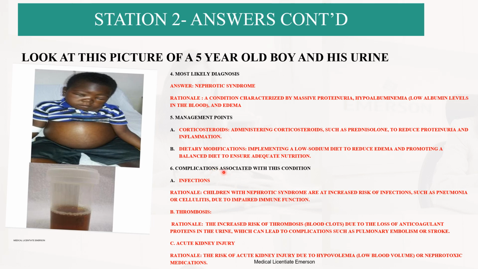Then question 6, complications associated with this condition. Number one, we have infections. The reason why people with nephrotic syndrome have infections is because they are at increased risk of infections such as pneumonia and cellulitis, due to impaired immune function. Then B, you can also have thrombosis. Why thrombosis? Because the increased risk of thrombosis, which of course is just blood clots, is due to the loss of anticoagulant proteins in your urine, which can lead to complications such as pulmonary embolism or even a stroke.